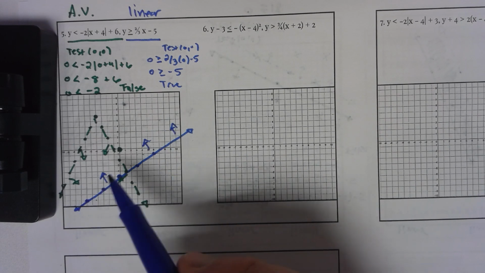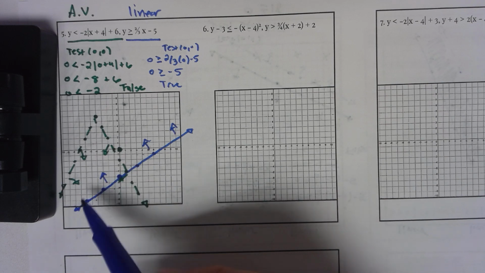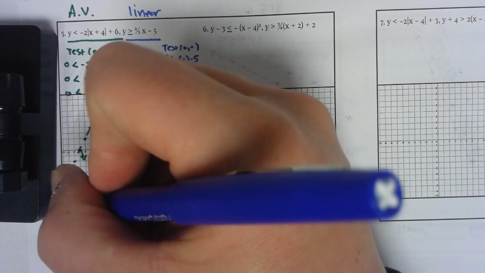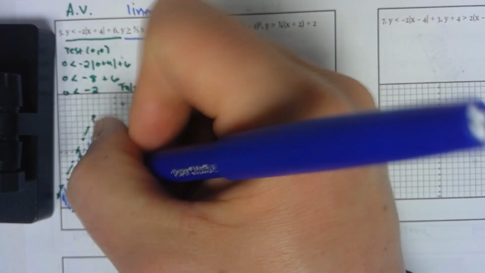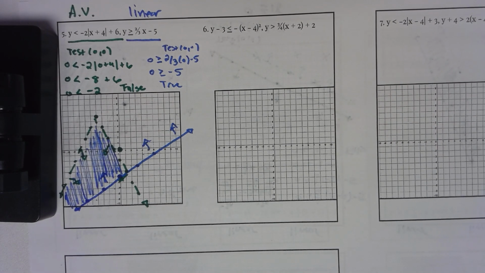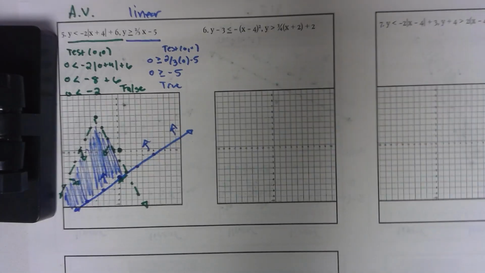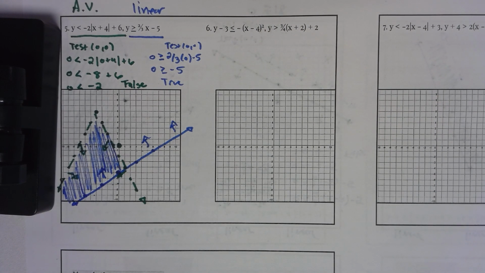And now the overlapped section with multiple arrows is above the blue line and inside this V here. And again, that's the only place I want us to shade. All right. Any questions here?